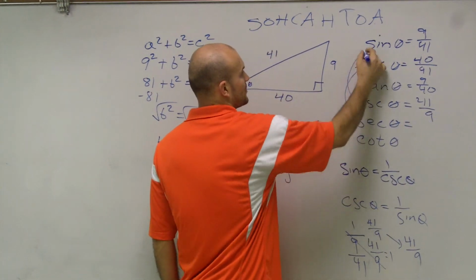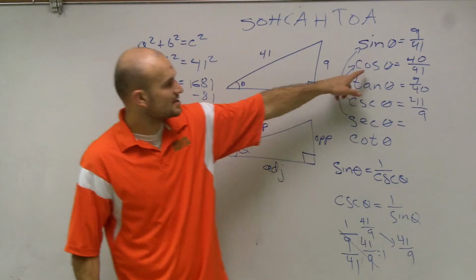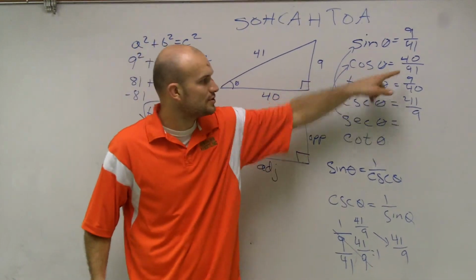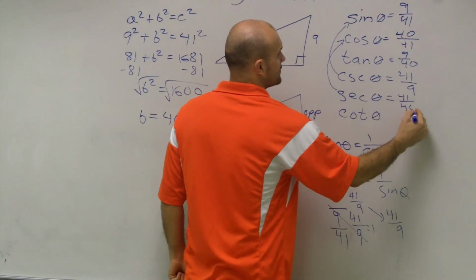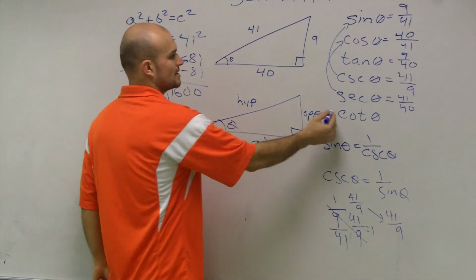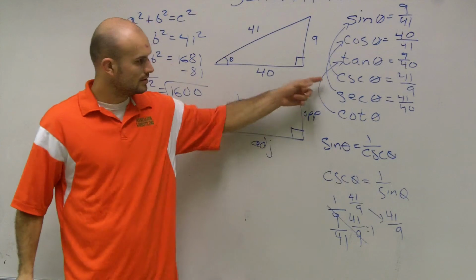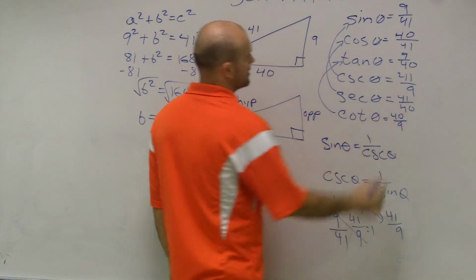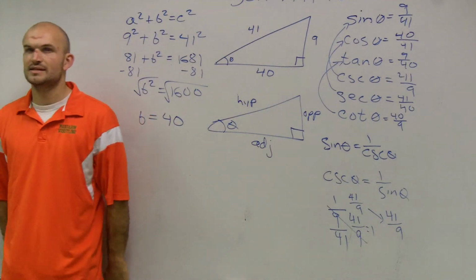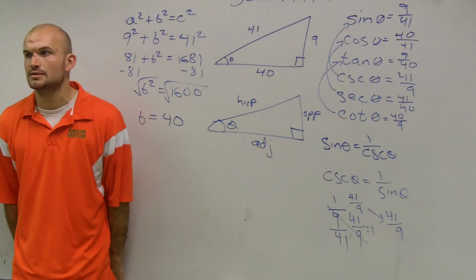Secant is the reciprocal of cosine. So I'm just going to take whatever cosine is, and I'm going to reciprocate it. So that one is 41 over 40. And the cotangent is the reciprocal of tangent. So that's going to be 40 over 9. Make sense of remembering what your sine, cosine, and tangent are?